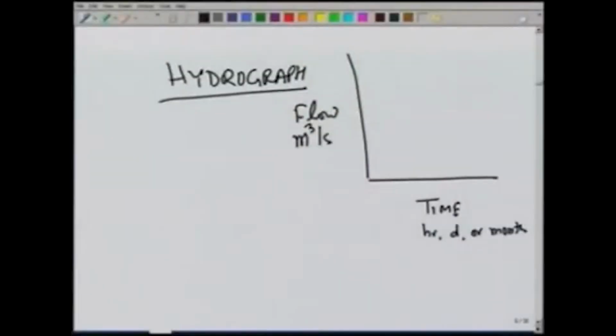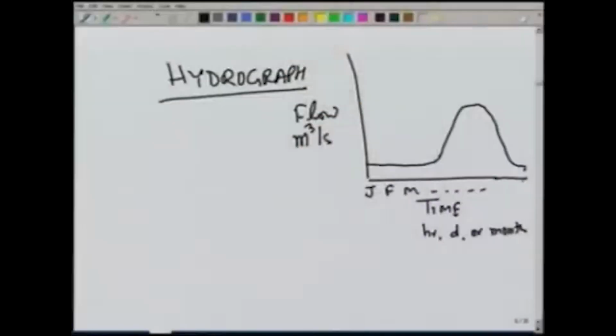And if you look at the flow, let us say over the scale of a year, we might say that this is January, February, March, and so on. The flow in a river may be very small during the winter months and up to maybe May, but when the monsoon comes, the flow will increase and then again it will go down, and then in January it will again become very small. So, this is the hydrograph of the stream.